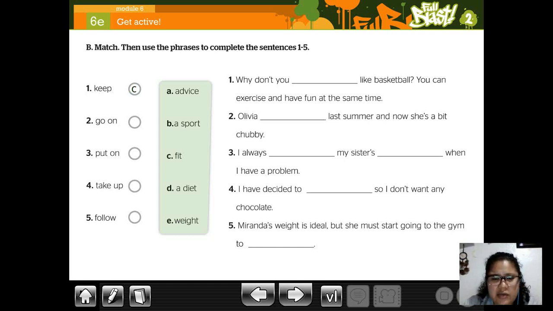Number 5. Keep fit, mantenerse en línea o in shape. So if we take number 5, it says Miranda's weight is ideal, but she must start going to the gym to keep fit. Está en su peso ideal, pero tiene que mantenerse, entonces tiene que ir al gym. To keep fit. Very good.